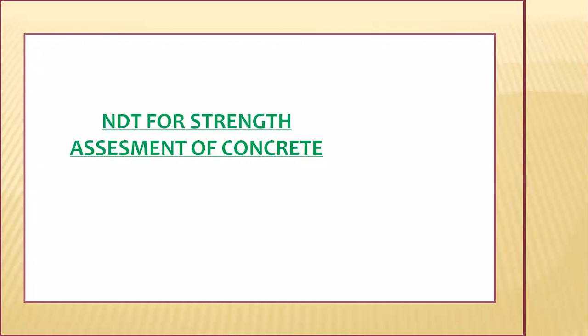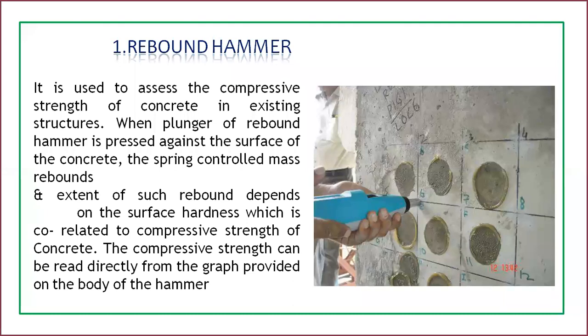We'll be looking in detail at the strength assessment of concrete. So the first one, we have said, is the rebound hammer. Moreover, it's used to assess the compressive strength of concrete in existing structures. See here, when the plunger of a rebound hammer is pressed against the surface of the concrete, as displayed in the diagram, the spring-controlled mass will rebound, and the extent of such rebound depends on the surface hardness.